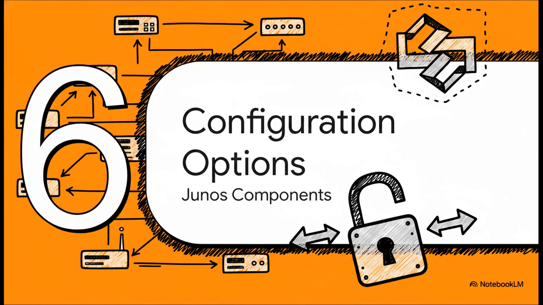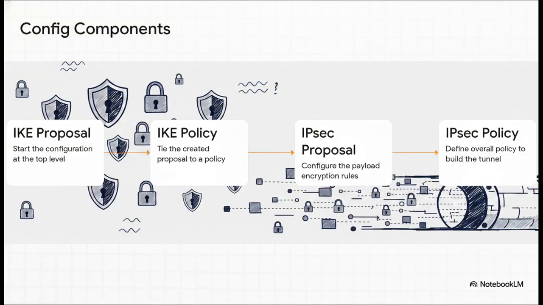Okay, let's take all of these theoretical pillars we've been talking about and see how they actually look in a practical environment. Section 6, Juno's configuration components. When a device supports Suite B, the algorithms are configured in a really strict, logical four-step progression. We start at the top by defining the IKE proposal, and then we tie that directly to an IKE policy. From there, we move down and configure the IPsec proposal, and finally, define the overall IPsec policy. This structured, step-by-step approach builds the secure tunnel from the very first key exchange all the way down to how the bulk data itself gets locked up.